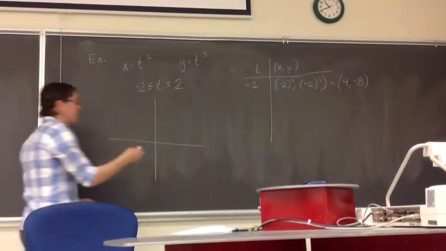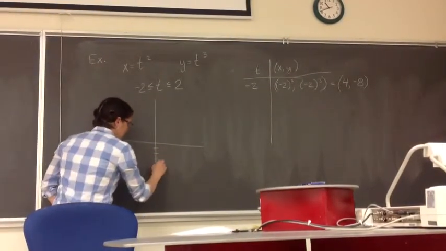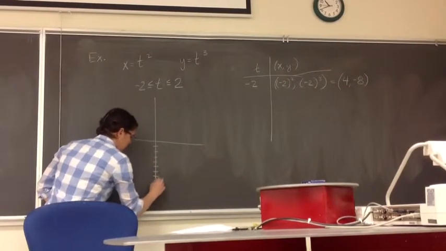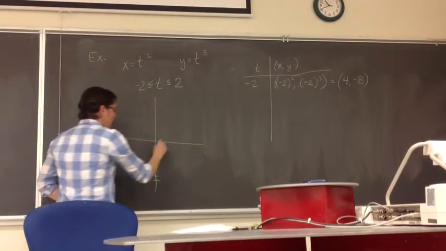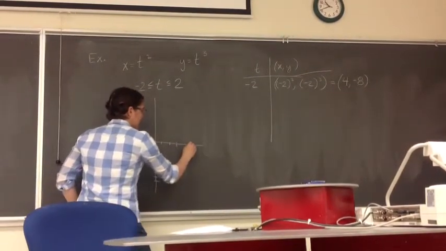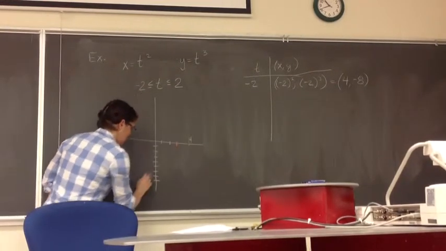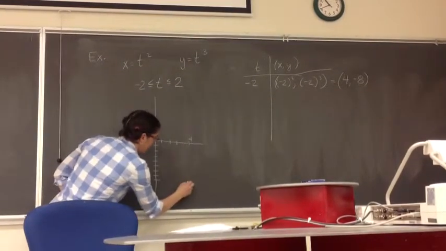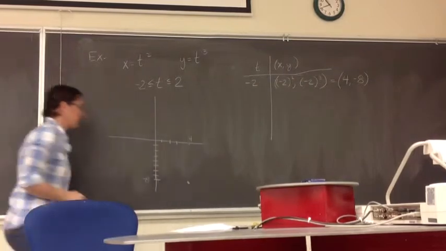Okay, so I can now plot that ordered pair. 1, 2, 3, 4, 5, 6, 7, 8. So I need to move 8 units down on the y-axis and 4 units to the right on the x-axis. And so I have this point down here.